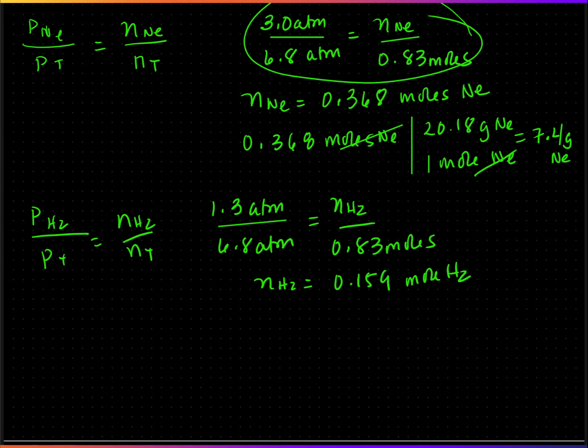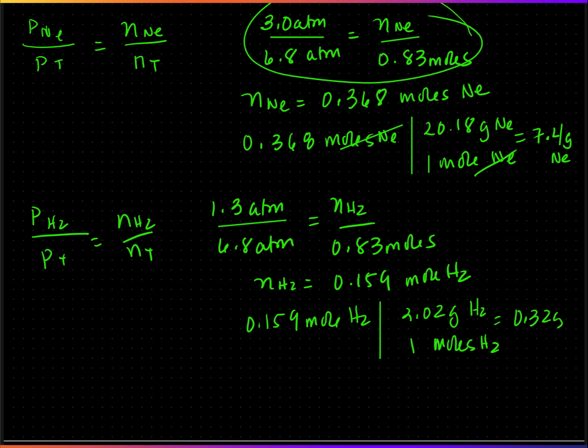The mass of this, so we need to continue on, 0.159 moles of hydrogen. I'm going to do dimensional analysis, so this is going to be moles of hydrogen, and 1 mole is 2.02 grams of hydrogen. This is equal to 0.32 grams of hydrogen.